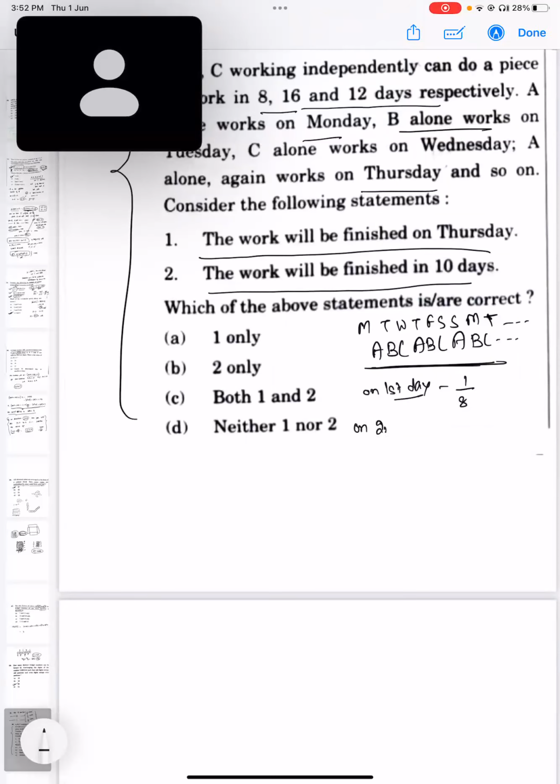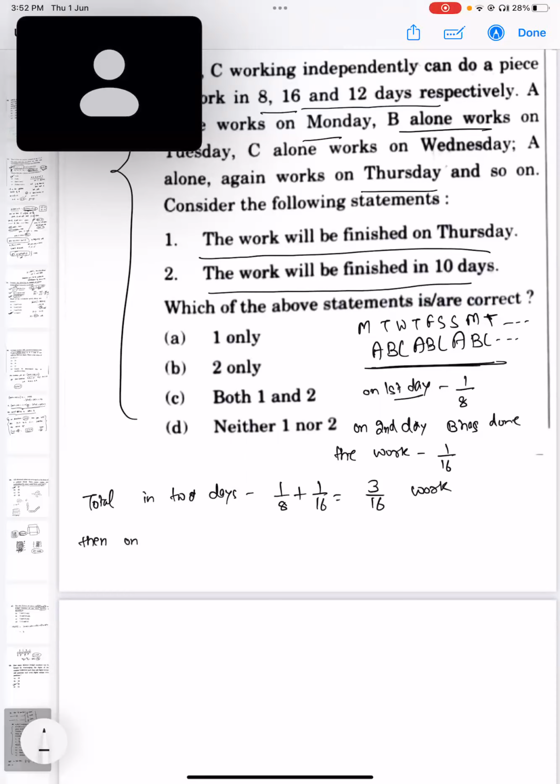On the second day, B has done the work. And in one day, B does 1 upon 16 of the work. So in 2 days, they did 1 upon 8 plus 1 upon 16, means 3 upon 16 work.